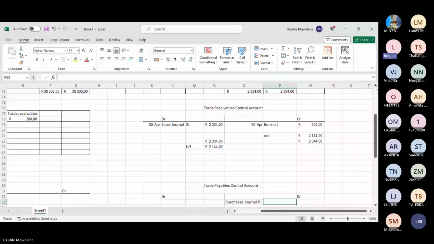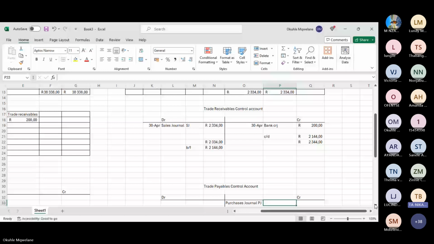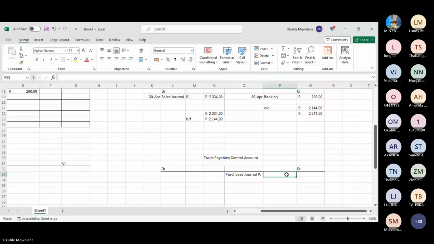Okay. Can we check our balances? Our balance is 38,333. Yes, 8. And then we're going to close it off because there's no CPJ, right?